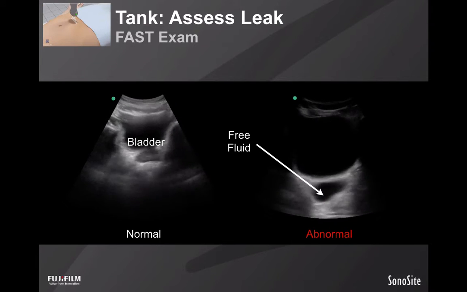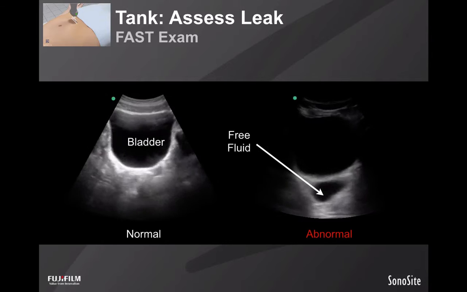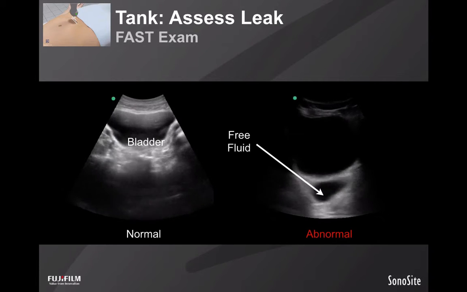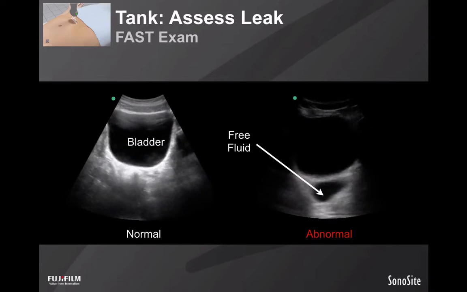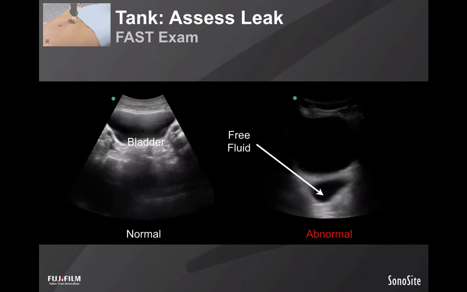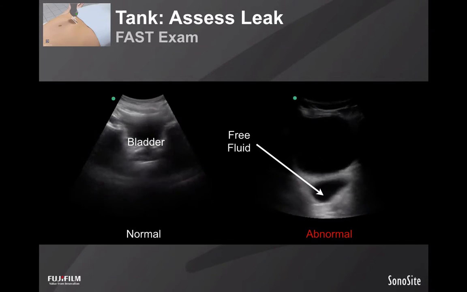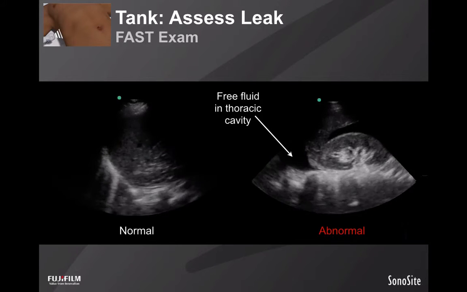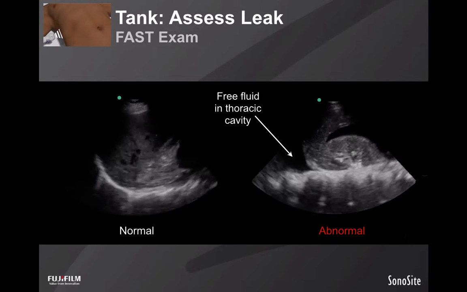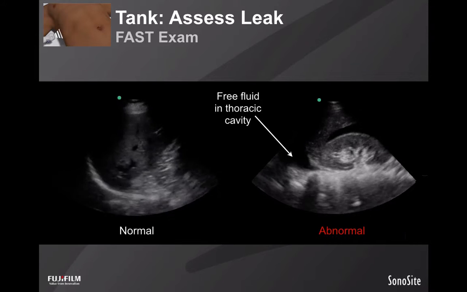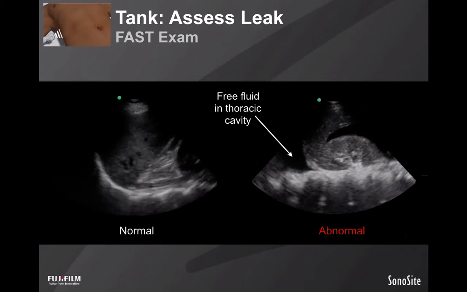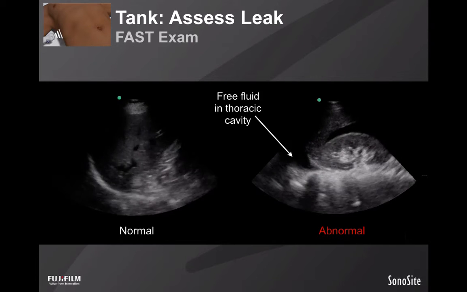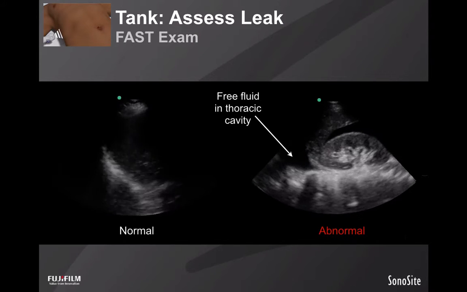Here is a suprapubic view, with the transducer on the lower abdomen, just superior to the pubic symphysis, and the orientation marker towards the patient's right side, scanning up and down to look for fluid posterior to the bladder. We can also look for fluid in the thorax, which will appear as black or anechoic fluid superior to the liver or spleen, and will allow transmission of the ultrasound beams through the chest to the thoracic spine.